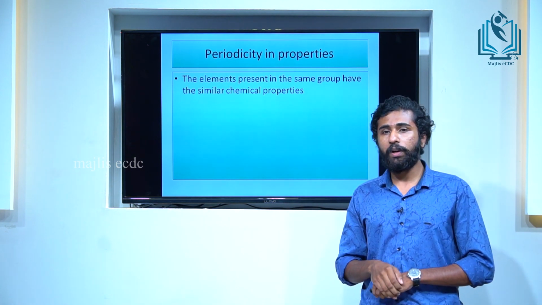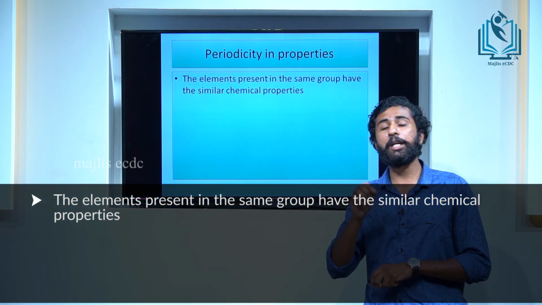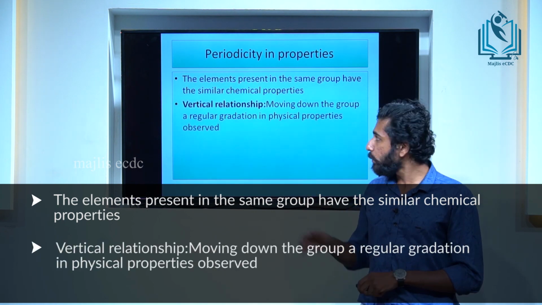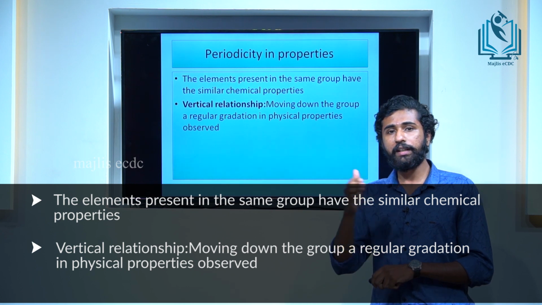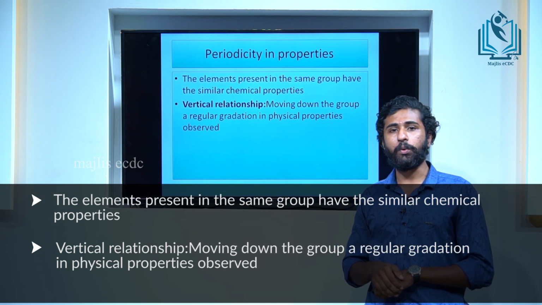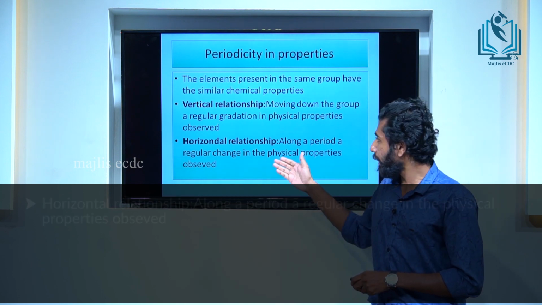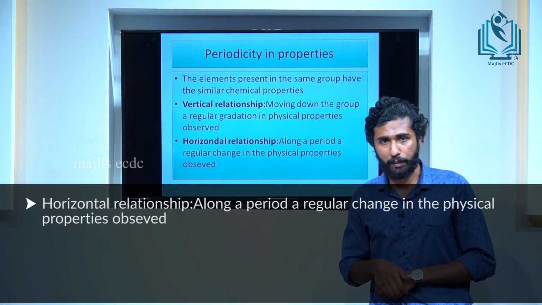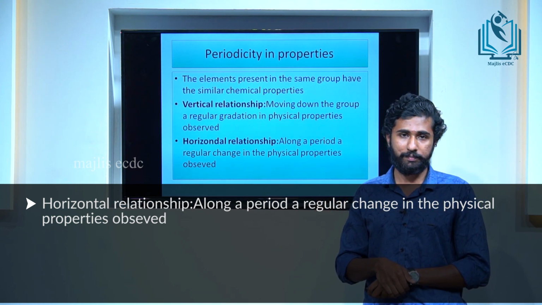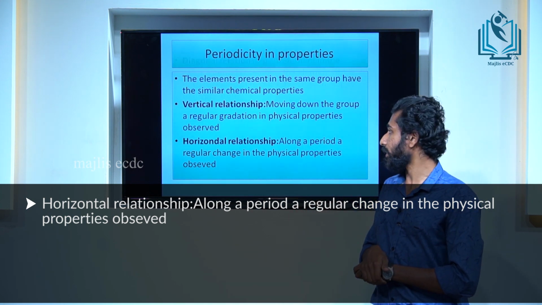Now we need to discuss periodicity in properties. First of all, elements present in the same group have the same chemical behavior or chemical properties. In the periodic table, we can see a vertical relationship: if you move from top to bottom in a group, we can see a regular gradation in their physical properties. Likewise, we also have a horizontal relationship: if you move from left to right along a period, there also we can see a regular change in their physical properties.